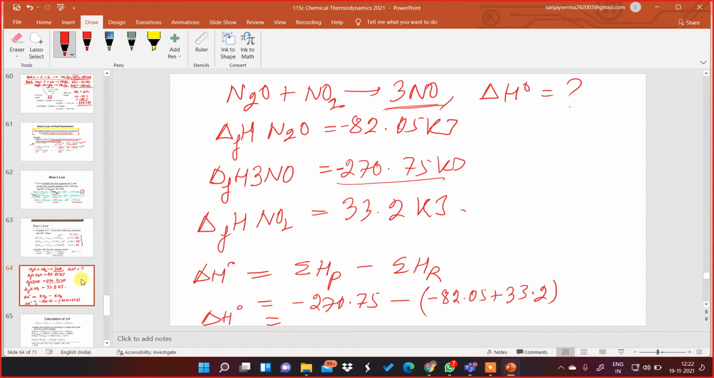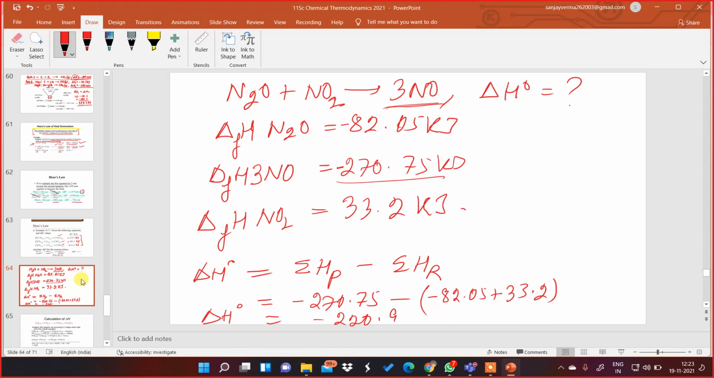Simplify it. How much is it coming to? This will be 49 point something. So 270.75 minus 49 point something. How much do you get? 220.9 kilojoules. That is the answer. That is the enthalpy of this reaction.